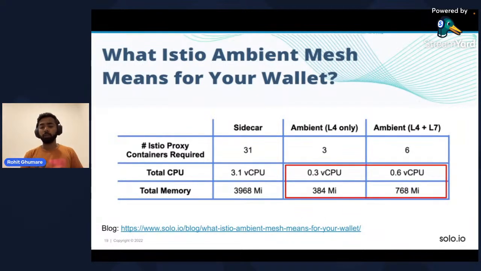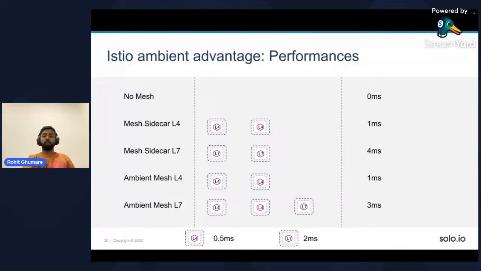There is a really beautiful blog written by one of our colleagues. You can check it at Solo. They have written how L4 and L4 plus L7 policies can be attached, and it is reducing the CPU and memory quite far below what we can expect. There were 3968 MiB, and here it is only 384 and 768. So it is really reducing your cost pretty much. And you see the Istio proxy containers required is 31 in sidecar, and in ambient it is 3 and 6, because L4 plus L7 requires a different L7, and for the L4 context you just need the 3. As I have mentioned here, various things like how it is calculating latency and all. You can screenshot it for future purposes.